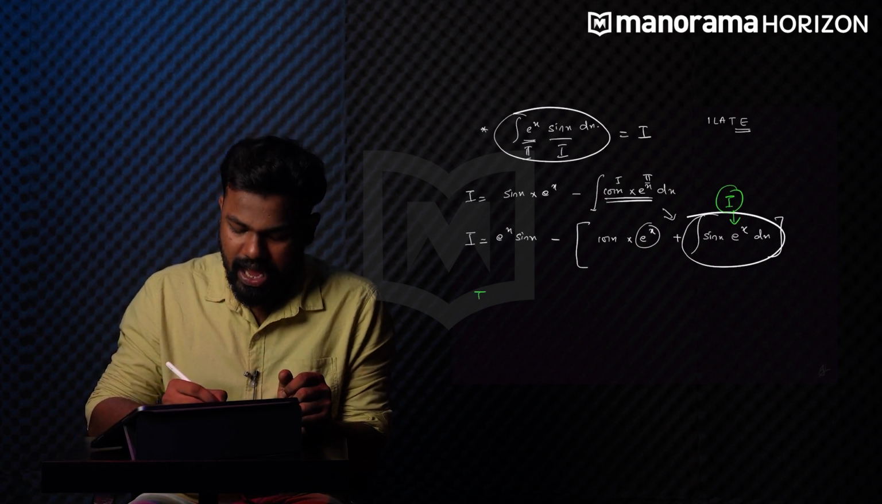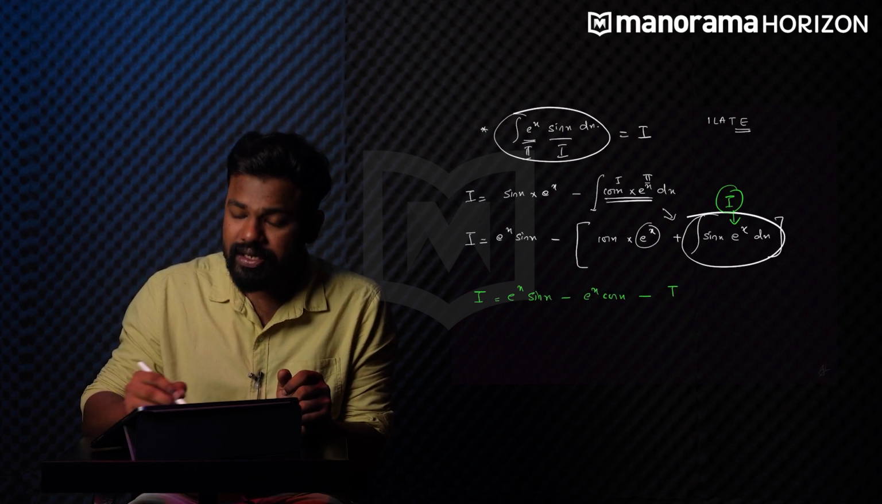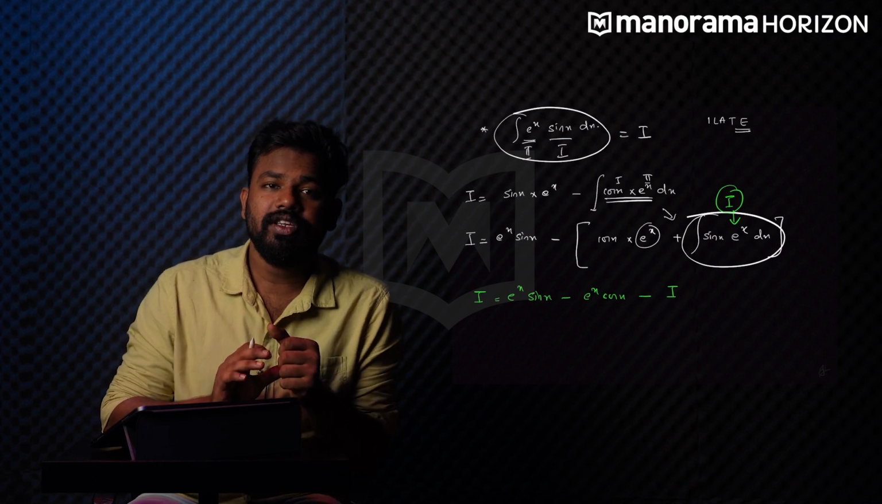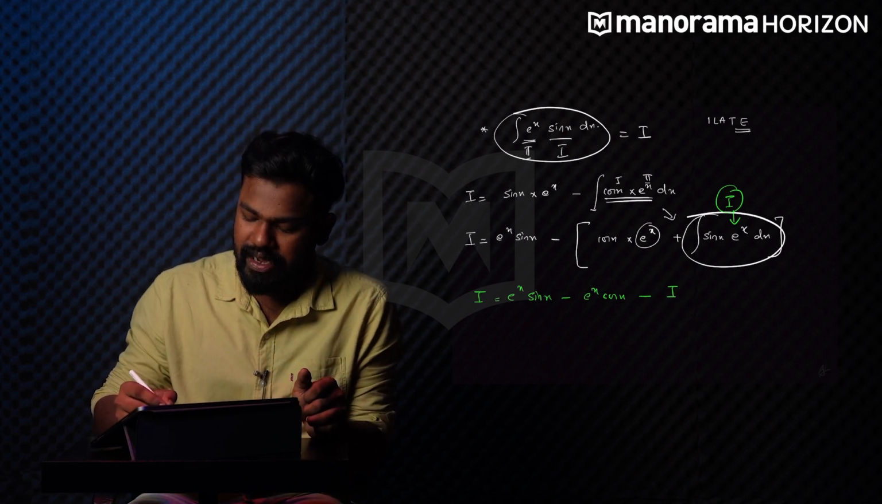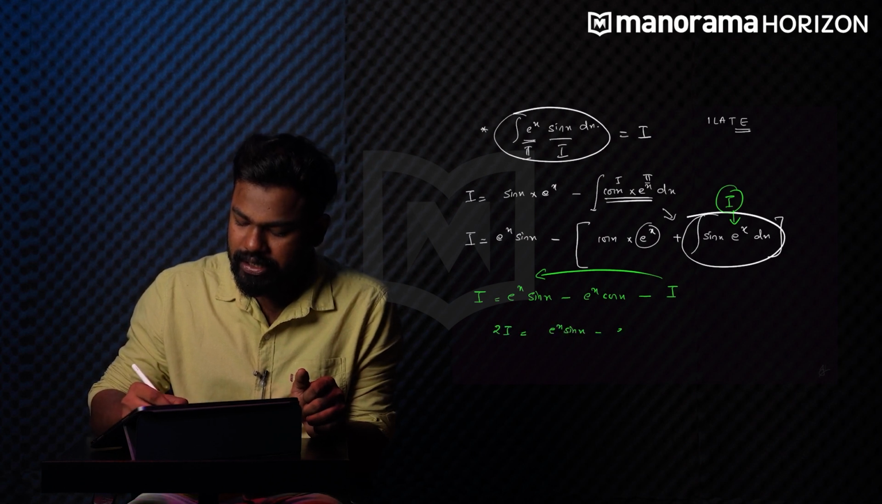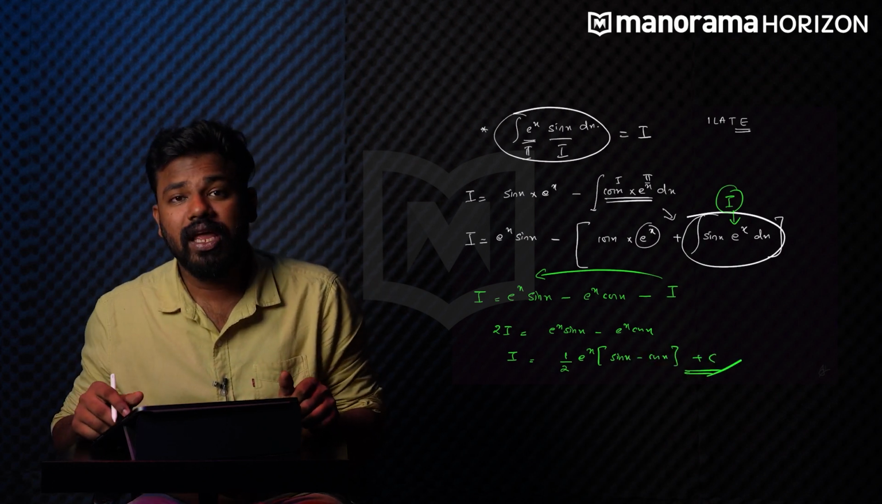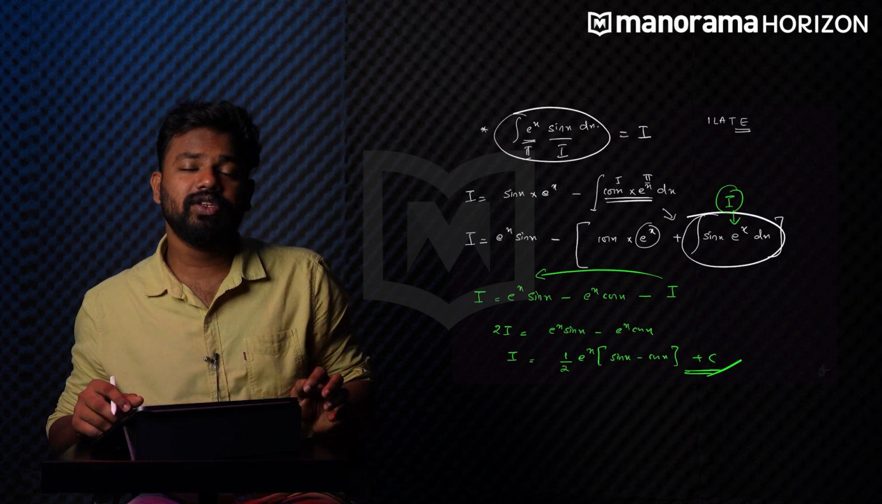So what happens is, I is equal to e raised to x sin x minus e raised to x cos x minus, this one is completely the first function, that is I. And when I take it to the left side, that is minus I comes here, 2I is equal to e raised to x sin x minus e raised to x cos x, or I is equal to 1 by 2 e raised to x common and write it as sin x minus cos x plus c. So this gives us the integral of e raised to x sin x.